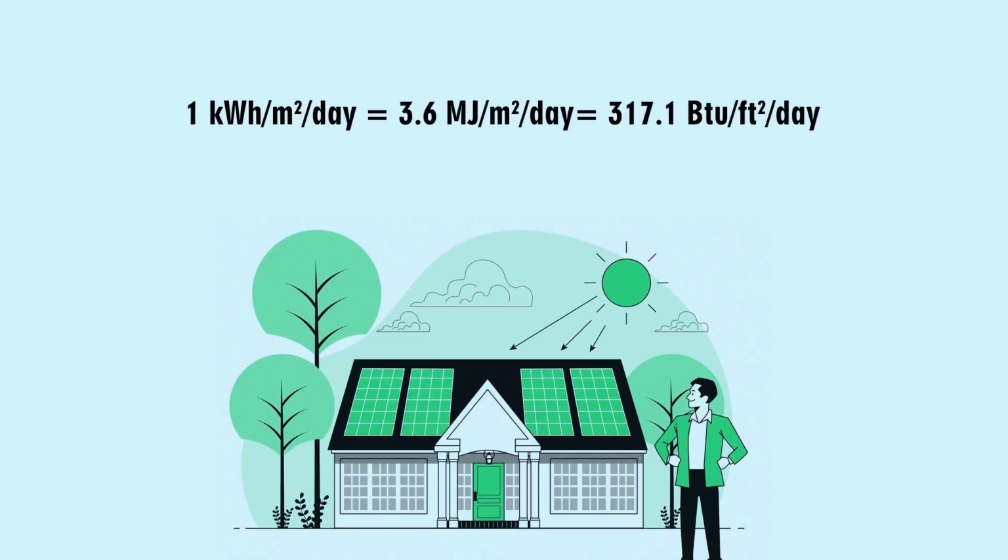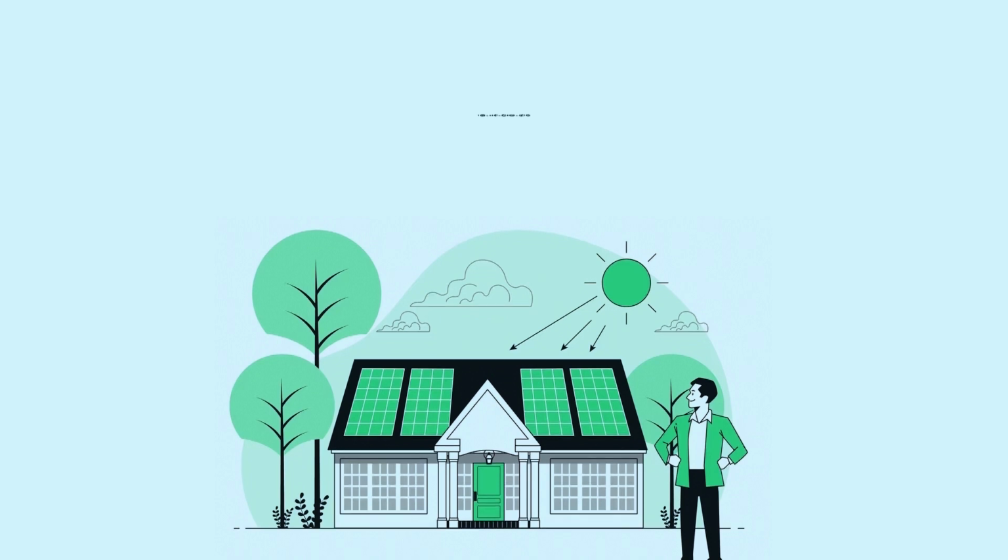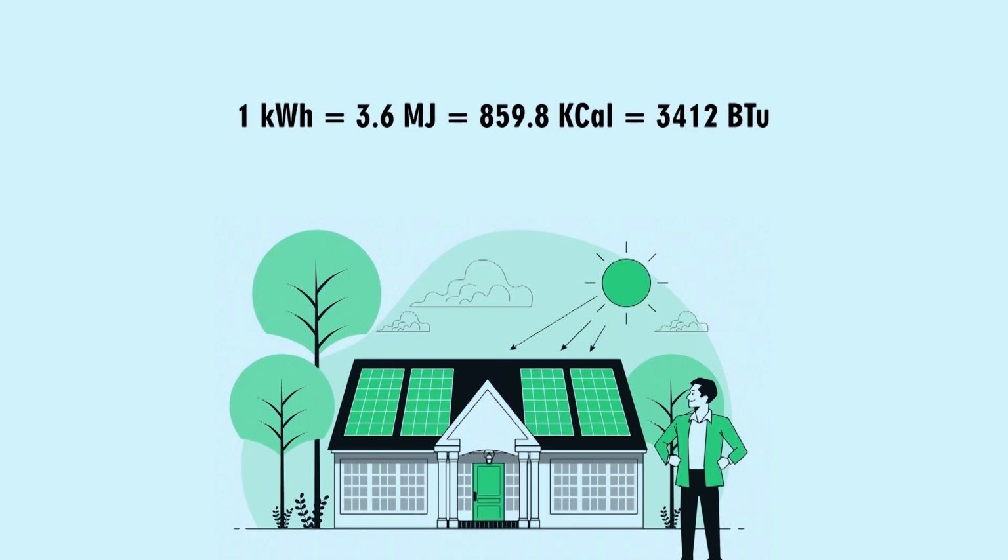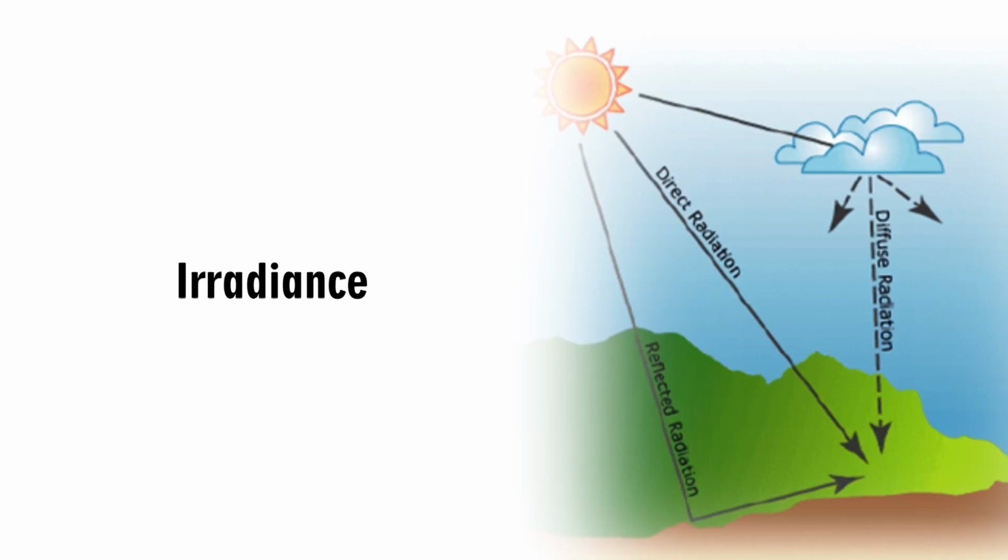You just have to remember that 1 kilowatt hour per meter square per day is equal to 3.6 megajoule per meter square per day, which comes to 317.1 British thermal unit per foot square per day. Or you can say 1 kilowatt hour, or 1 unit of electrical energy, is equal to 3.6 megajoule, or 859.8 kilocalorie, or 3412 British thermal unit. Now we will understand another term, that is called irradiance.